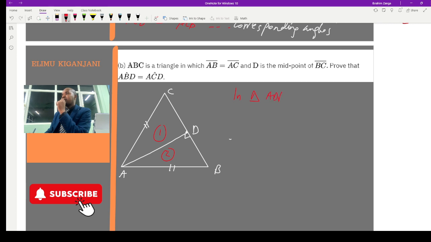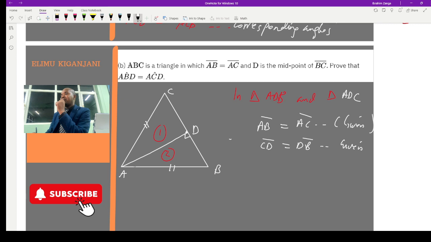First of all, I'll be saying that in triangle ADB and triangle ADC, we were told that AB equals AC. This is given. And also CD equals DB, of course given, because D is the midpoint.